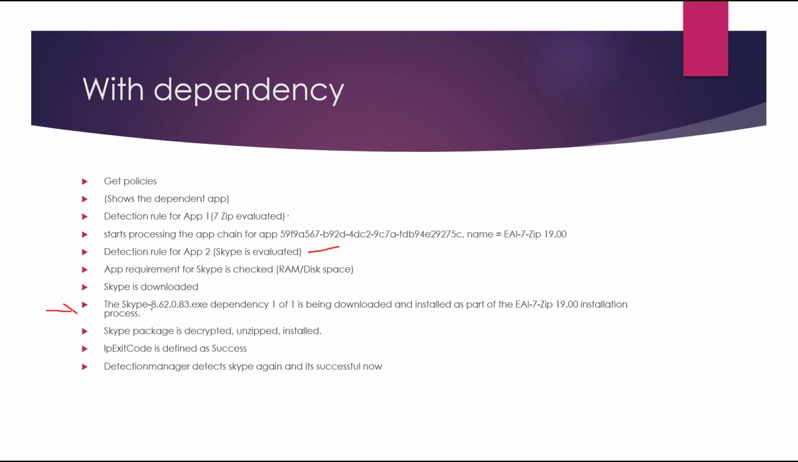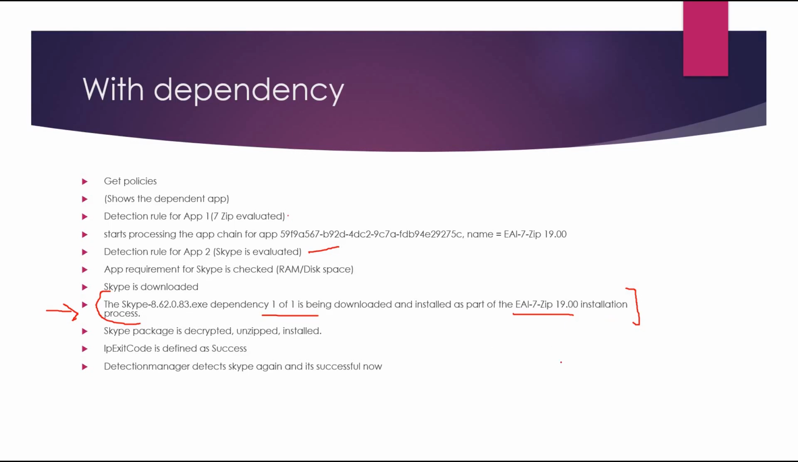So we see a line like this, that says that Skype dependency 1 of 1 is being downloaded as a part of the 7-zip installation. So what I did was, first I deployed the 7-zip application as a standalone. Then I uninstalled the application, and then I deployed 7-zip again. And in the second case, I made a dependency of 7-zip on Skype, which means that if Skype is not present in the device, then Skype would be installed first and then 7-zip will be installed.